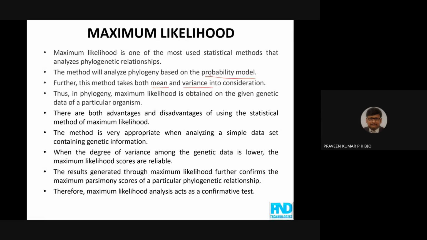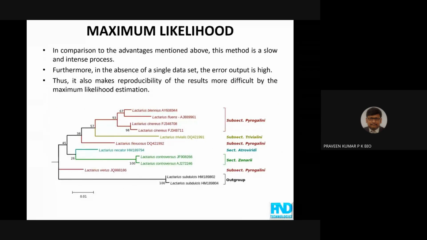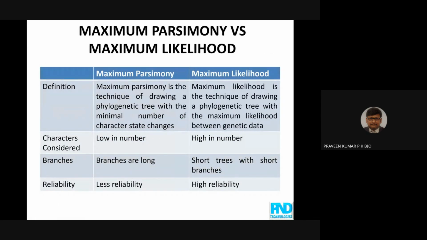Okay. And maximum likelihood is obtained on the given genetic data of a particular organism. So there are both advantages and disadvantages of using this statistical method, whereas parsimony is purely a character-based method. So this is a difference I can find between parsimony versus likelihood. So we can find a tree like this when constructing using the likelihood. And the major difference is that parsimony is a technique of drawing the tree with a minimal number of characteristic changes, but here it is a technique of drawing the tree with the maximum likelihood between genetic data.